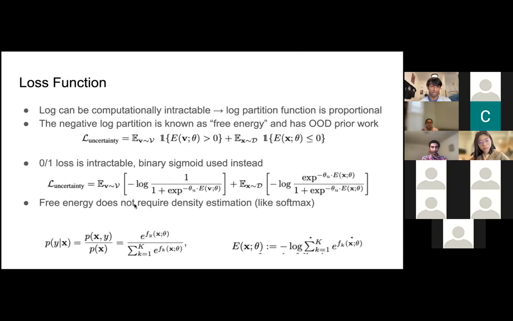Okay, and the main point of this is that free energy does not require density estimation like softmax, and so instead we can just try and do this boundary or classification task of saying, is this in distribution or out of distribution, and not where is this on the PDF function.